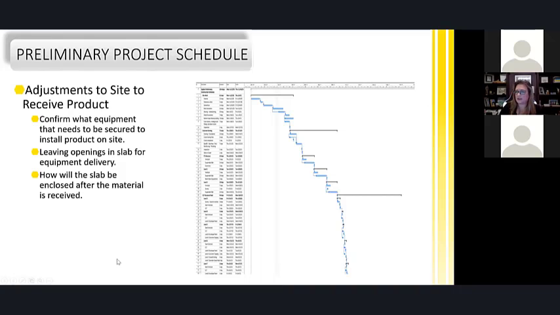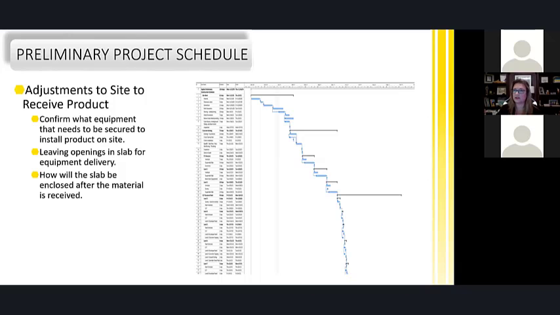Then the adjustments to site to receive the product. So now you have to really, you went and put a site plan together, you have your theory, now you've communicated that to the estimating team. Now we're getting further into the project. Now we're starting to talk about procurement of the products, what the product actually looks like. Now we're confirming our equipment. What does need to be installed on site, and when does it need to be there, and does it have a long lead? Do we need to leave those openings in the slabs for some of our equipment deliveries, and what does that look like?